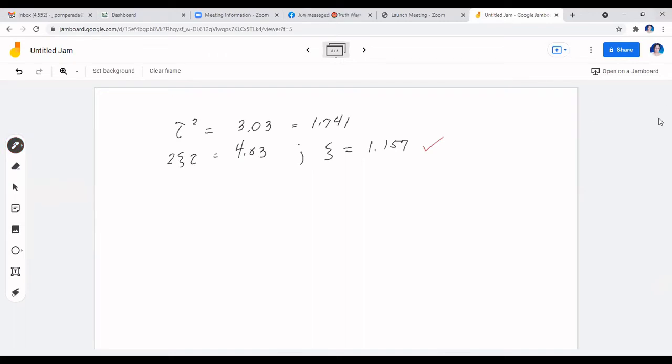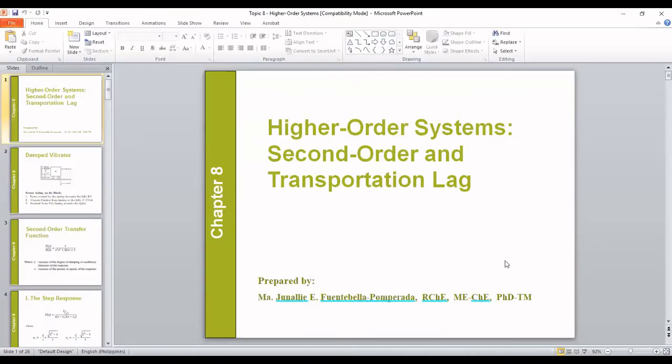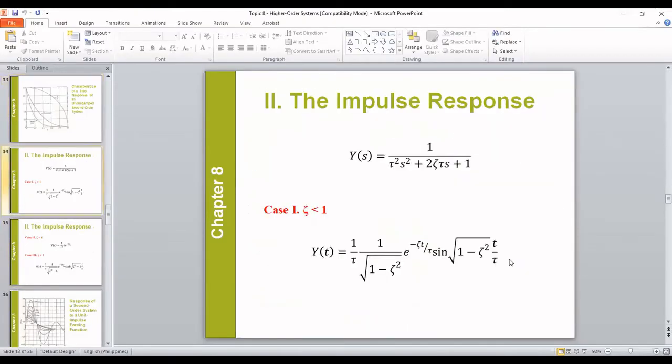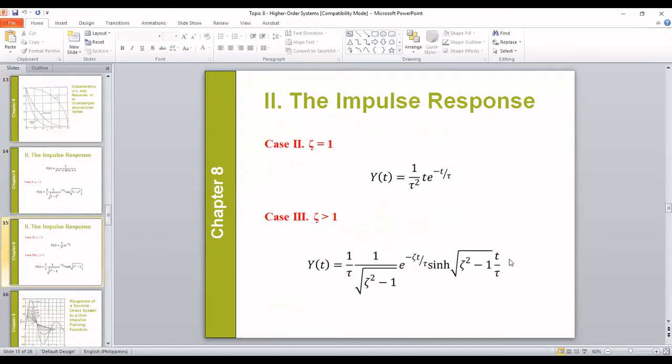Now, this one then, based on the zeta value, is overdamped. And you are to choose response case 3 for the impulse forcing function. So allow me to go back to the PowerPoint and show to you the formula for that particular response. So for the impulse forcing function, if zeta is greater than 3, this will be your response equation.